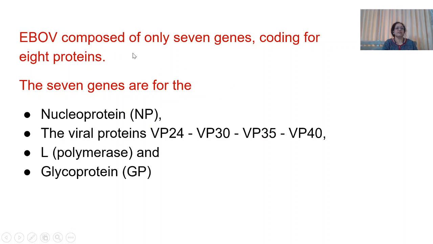The Ebola virus is composed of only 7 genes, coding for a total of 8 proteins. The 7 genes are, as you know, nucleoprotein, the viral proteins VP24, VP30, VP35, and VP40, with polymerase as well as glycoprotein. In this way, the virus is composed of these 7 genes.